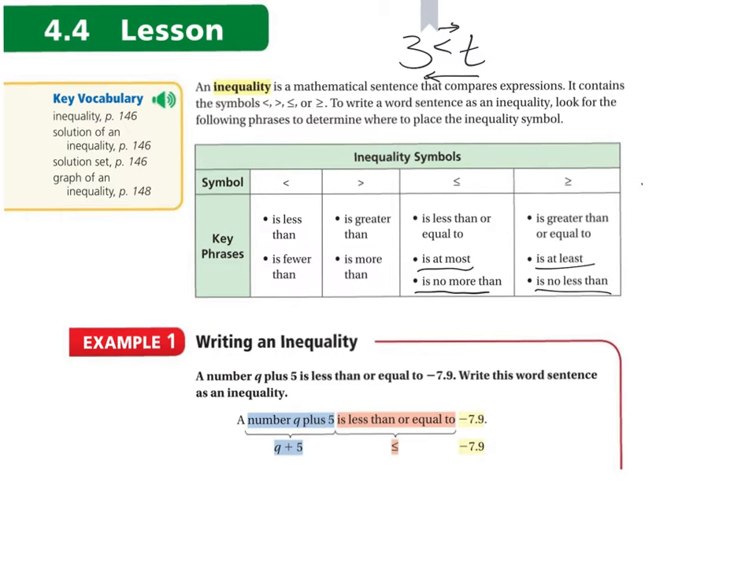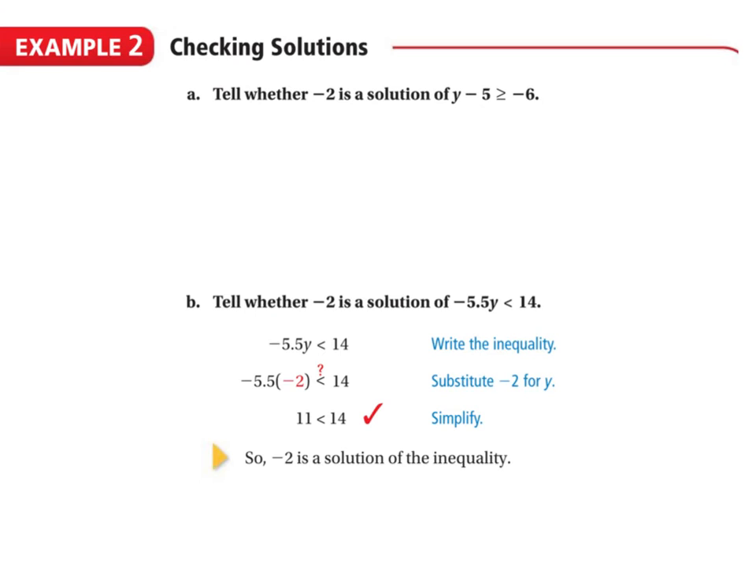Okay, so let's look at an example here. A number q, so that's always kind of funny to listen to, but it's basically saying a number represented by q, plus 5, so q plus 5, is less than or equal to. That's very easy. Less than or equal to, so the pointy end goes this way, and you can look up here too, this number, negative 7.9. So pretty straightforward. You just have to learn to take words and turn them into sentences.